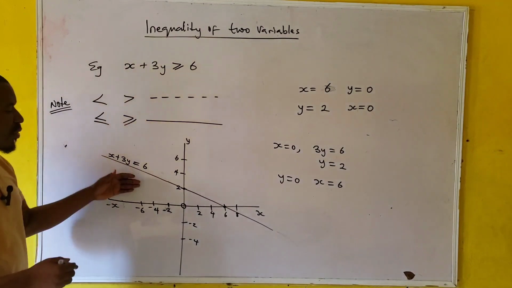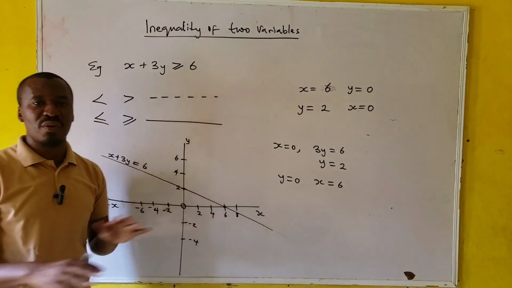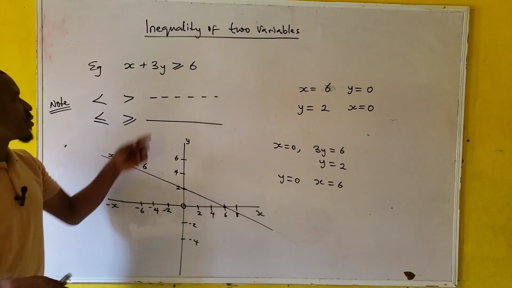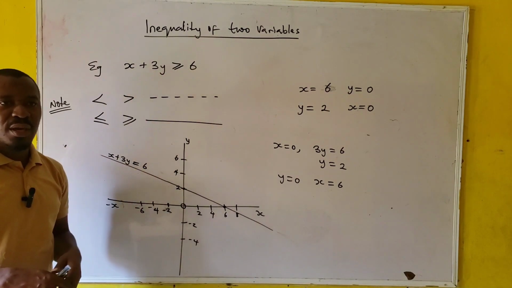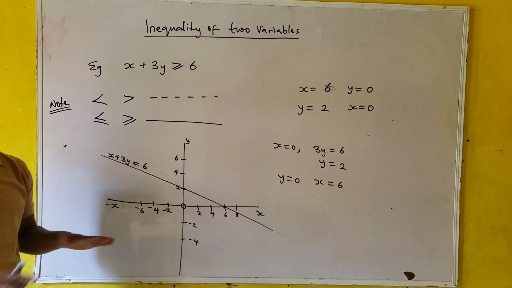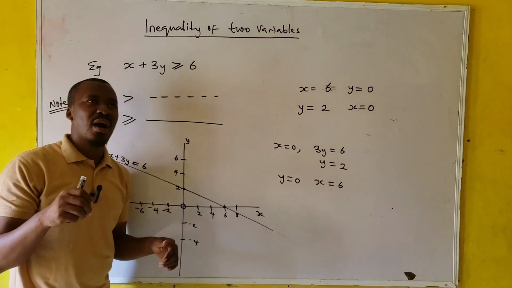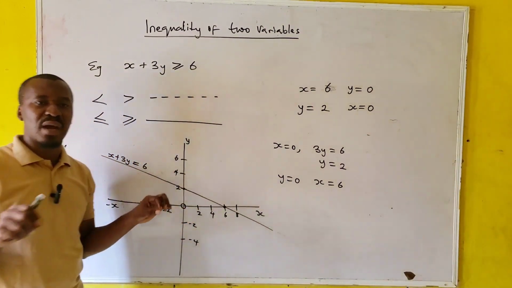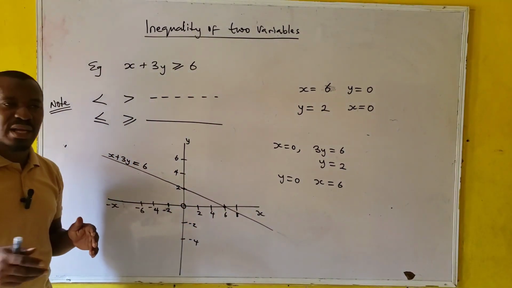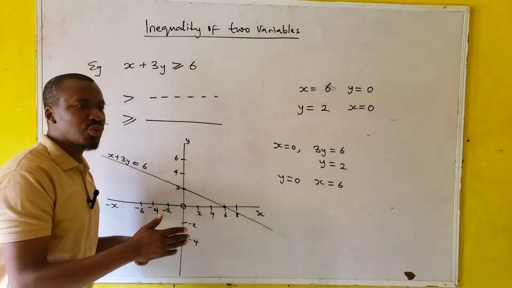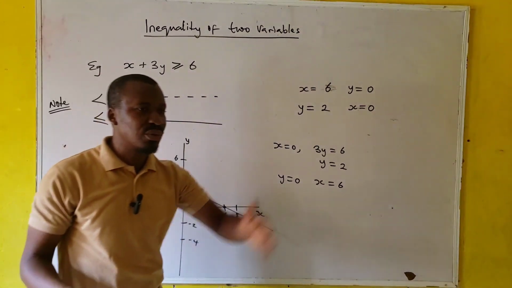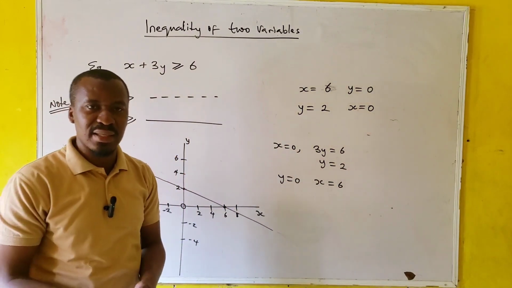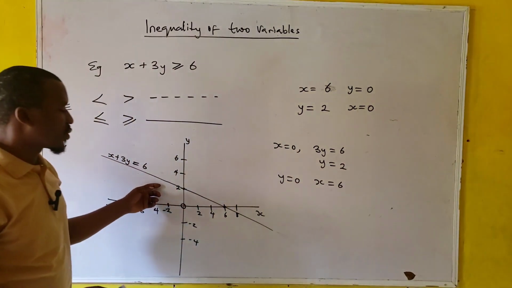Yes, this line only shows that you are solving for the equality sign, but you have not shown the region which will satisfy this inequality, because that is what we are doing in inequality. You can remember that when we did linear inequality of one variable, we made use of a line graph, and in the line graph we show the region, from here to there is greater than or less than, like that. So that's what we also do here.